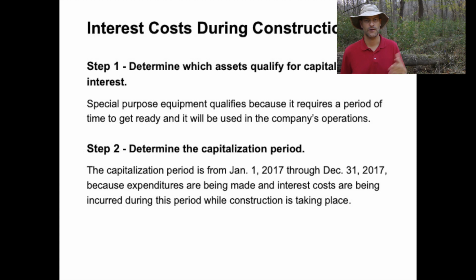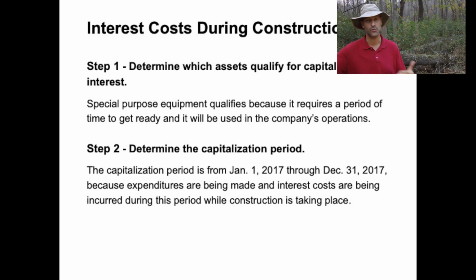So first we're going to determine which assets qualify for capitalization. Special purpose equipment qualifies because it requires a period of time to get ready. It's durable equipment, and it has a period of time it has to get ready. So it makes sense to have interest expense, because interest expense has a duration. Now we have to determine the capitalization period. It starts when we started construction on January 1st, and it ends when the equipment was ready to go, which was December 31st. That was our last expenditure. The equipment was ready to go at that point in time. So there is our period of time.